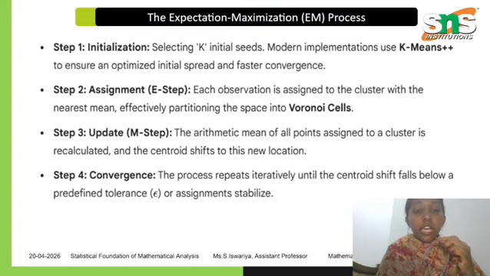Step 3 is update, that is the M step. In this step, the arithmetic mean of all points assigned to a cluster is recalculated and the centroid shifts to this new location. Then step 4 is convergence. In this step, the process repeats iteratively until the centroid shift falls below a predefined tolerance or assignments stabilize.